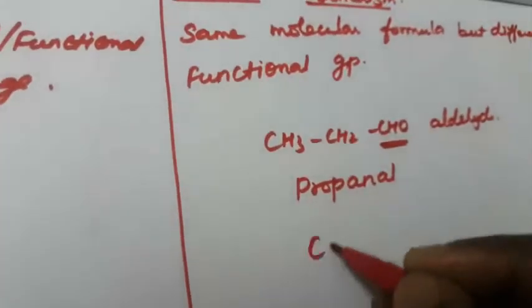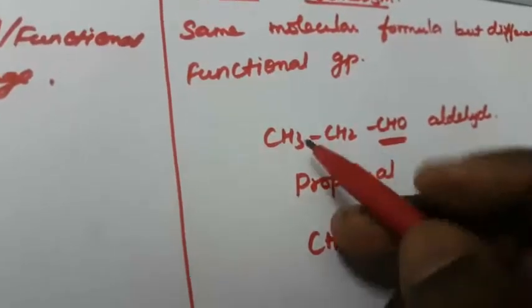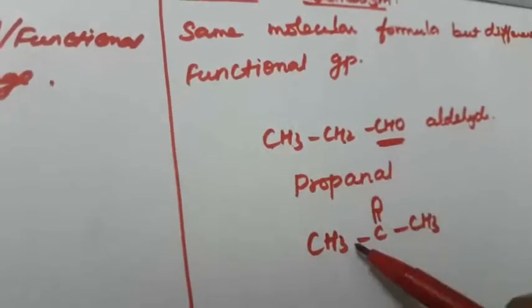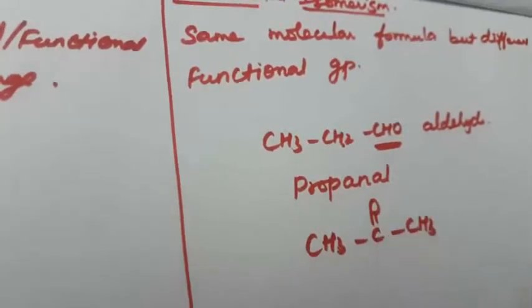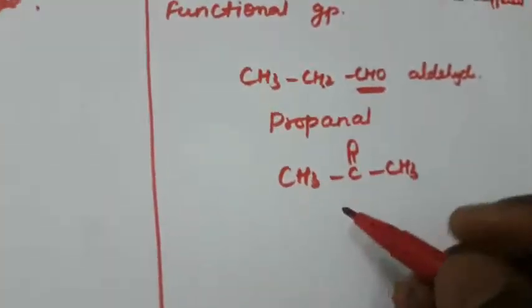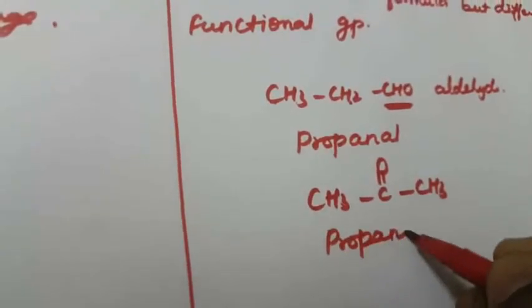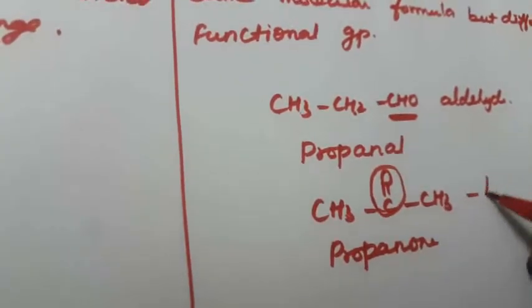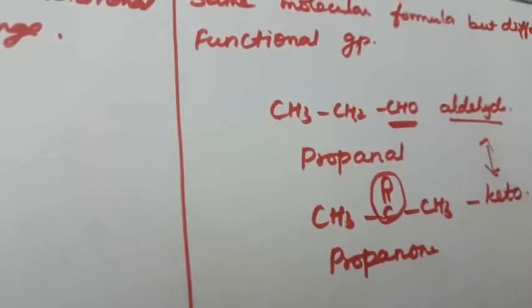Again, the same compound I am writing here: CH3 C double bond O CH3. The same compound: 3 carbons, hydrogen 3 plus 3 is 6, 6 hydrogens, and only one oxygen. So that is the same molecular formula. The compound name is propanone. What is the functional group here? That is the keto functional group. The aldehyde functional group is changed into the keto functional group.